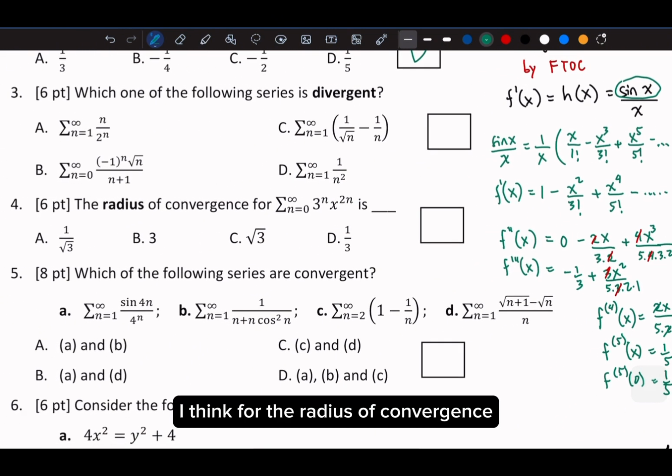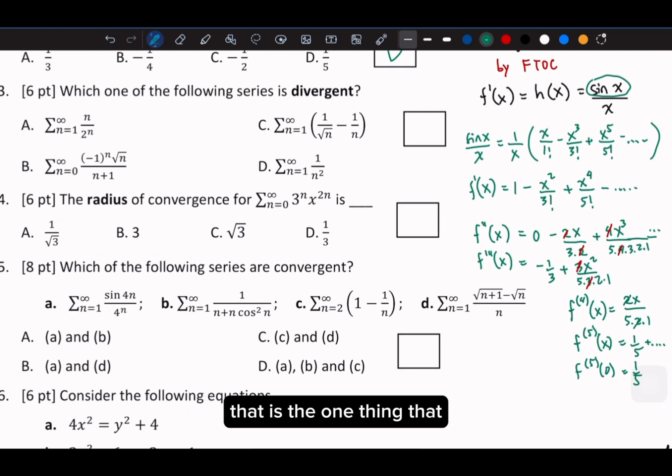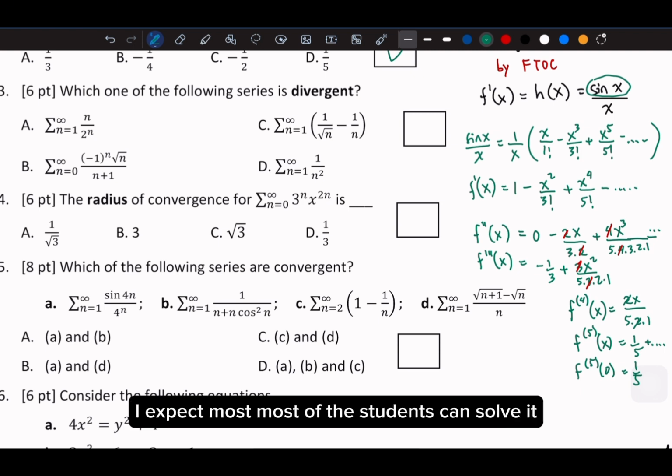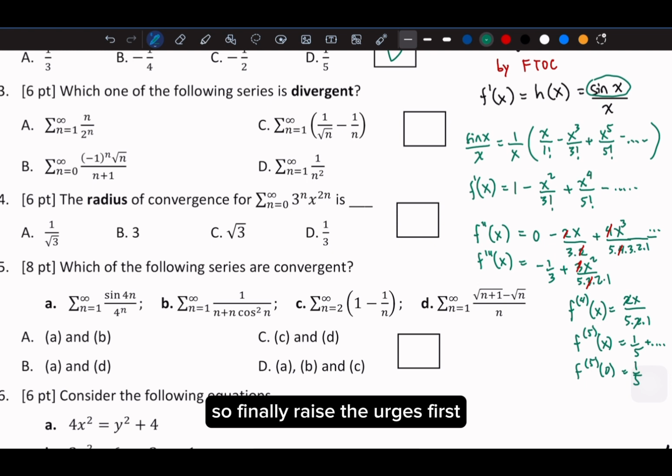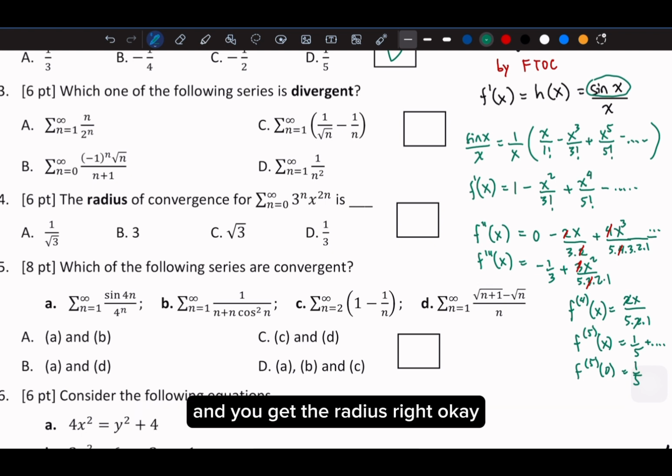Okay, I think for the radius of convergence and then interval of convergence, that is the one thing that you should be able to solve. I expect most of the students can solve it. So finding the radius of convergence, first find the ratio, take the limit, and make it converge by taking the value less than 1, okay, less than 1. And you get the radius, right?